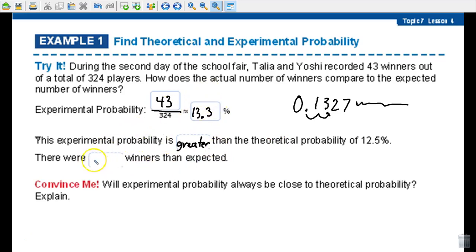The ones that we actually got. So there were more winners than expected. All right. Good job. Good job, everybody.